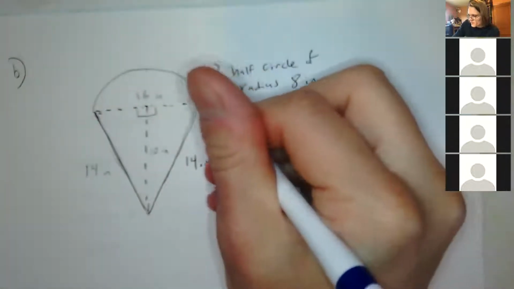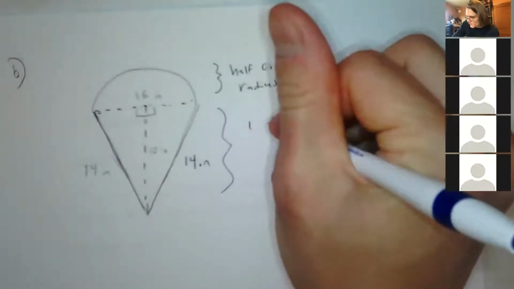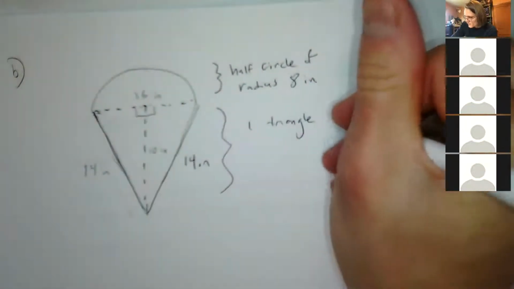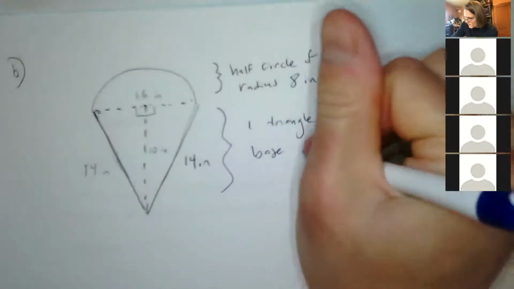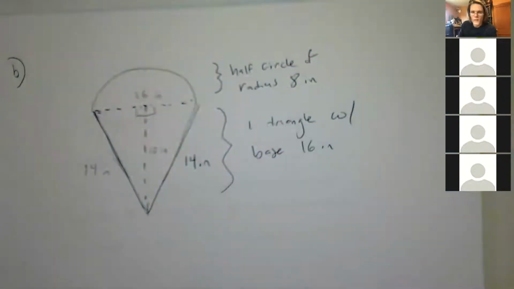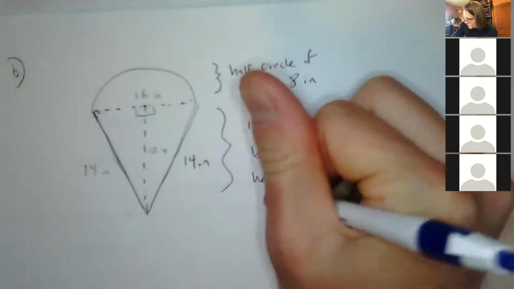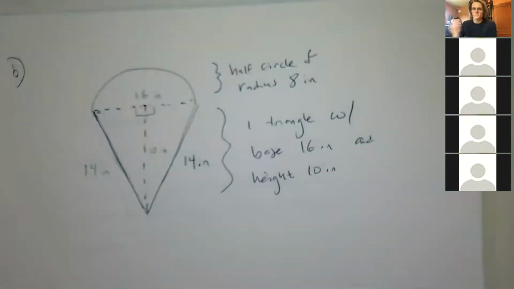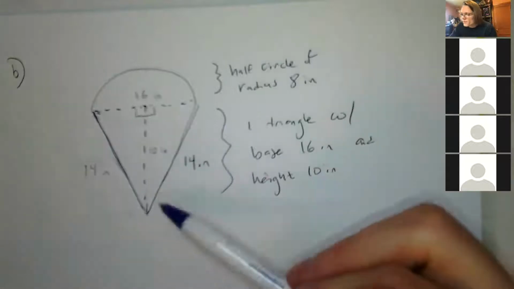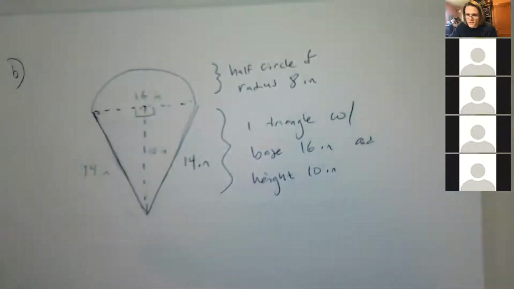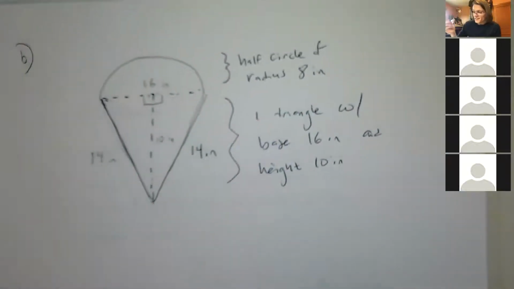All right, and so this is one triangle. And then you'll note that the base is 16 inches. And the height is this dotted line going down the middle. And height, 10 inches. Great. If you're doing the two triangle way, you would have two triangles, both with base 8 inches and height 10 inches. In any case, we'll just use the formula 1/2 base times height.